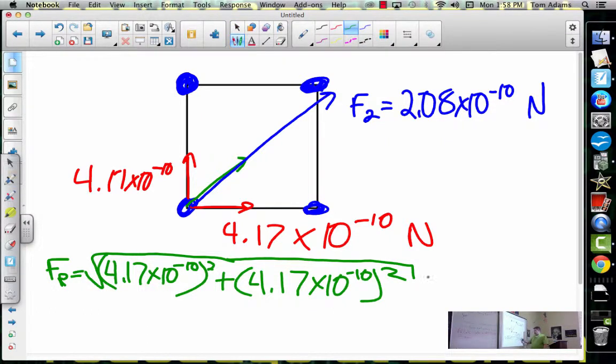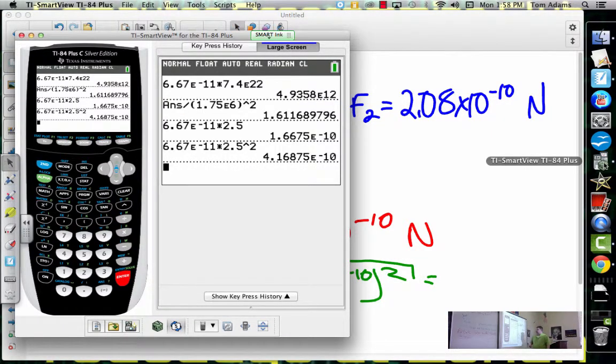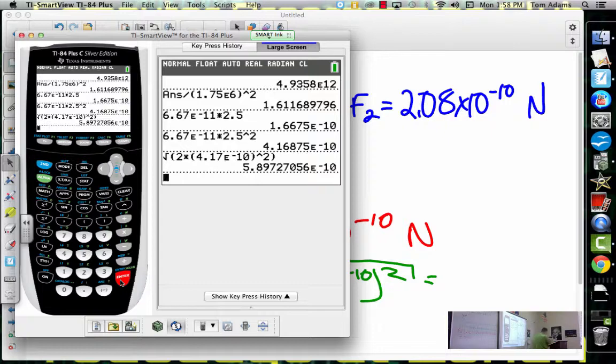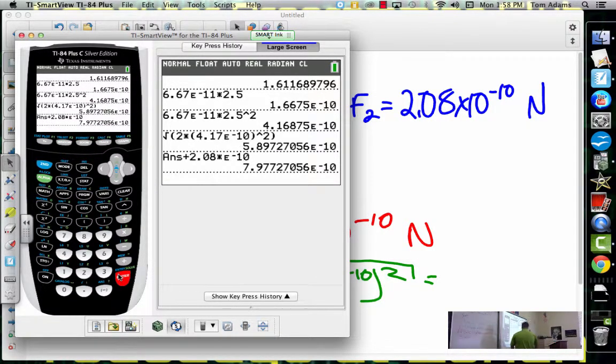So now if I crank through this and plug it in my calculator, I could write it like this too. Couldn't I do this? Could I say 2 times the quantity 4.17 times 10 to the negative 11 squared... oh, was it negative 10? I'm sorry, a lot of stuff going on here. And then what I want to do is add the 2.08 times 10 to the negative 10. And I get 7.97.